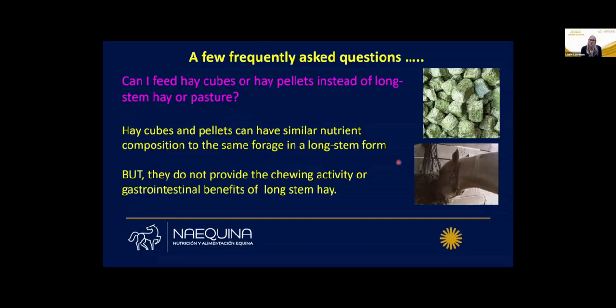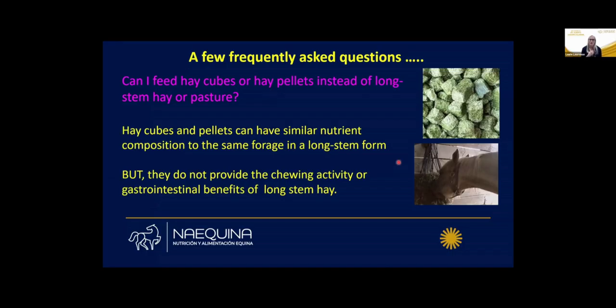Another frequently asked question is whether or not I can feed hay cubes or hay pellets instead of long stem hay or pasture. So can you simply swap out your long stem hay and instead use hay cubes or hay pellets? From a nutritional standpoint, the hay cubes and the pellets are very similar, okay? But they're not similar in terms of their functional characteristics.